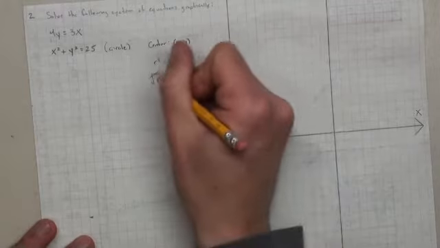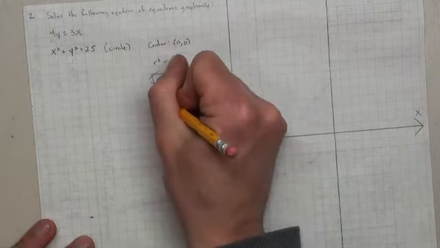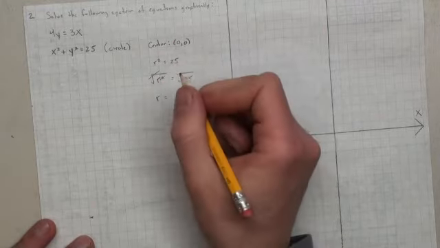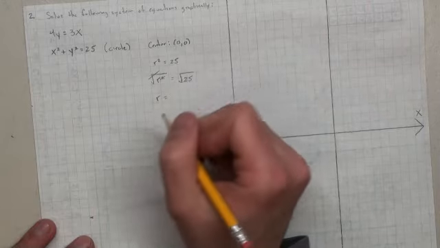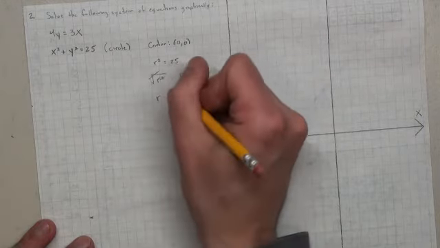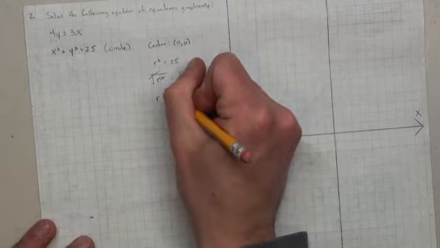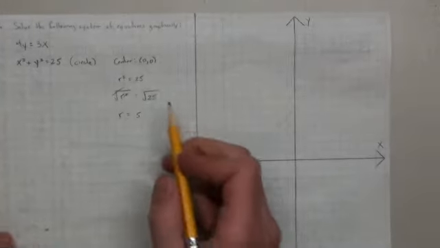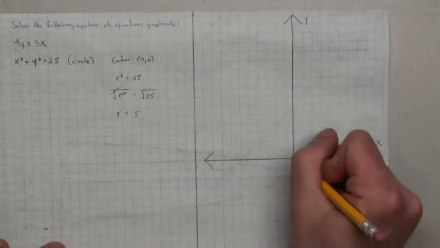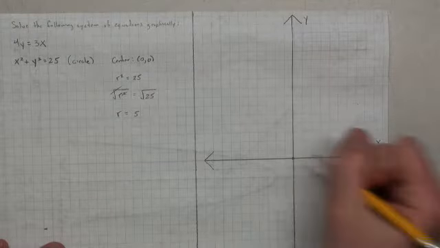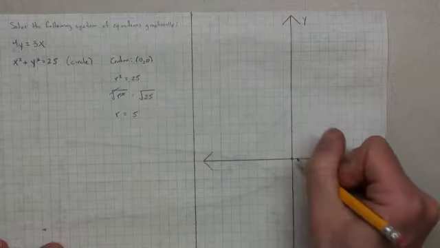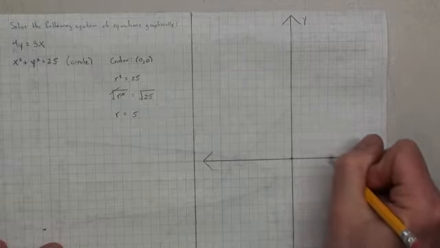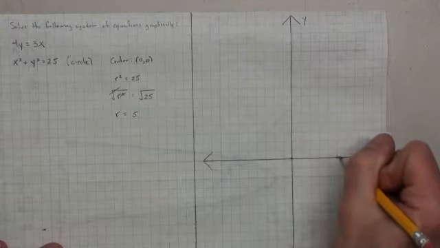Right? And so r equals the square root of 25, which is 5. Okay? So my center is at 0, 0. Here's my center. And my radius is 5. 1, 2, 3, 4, 5.